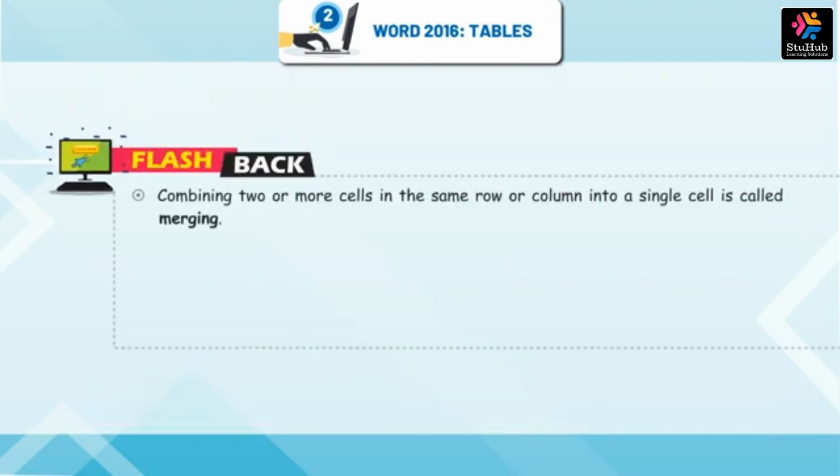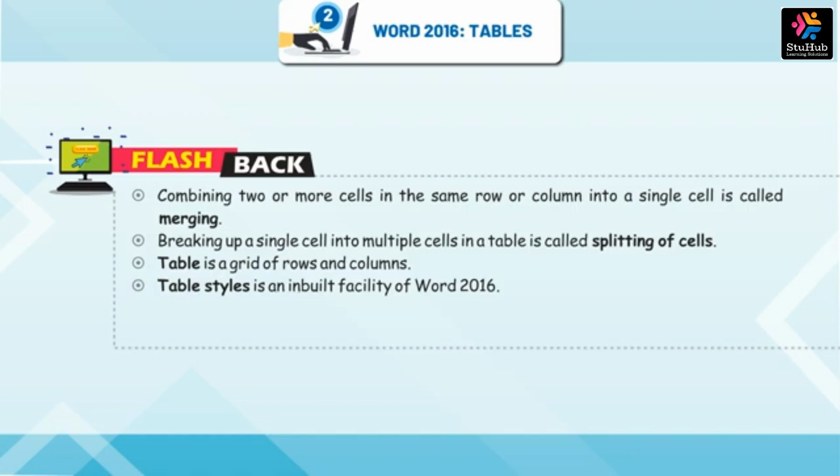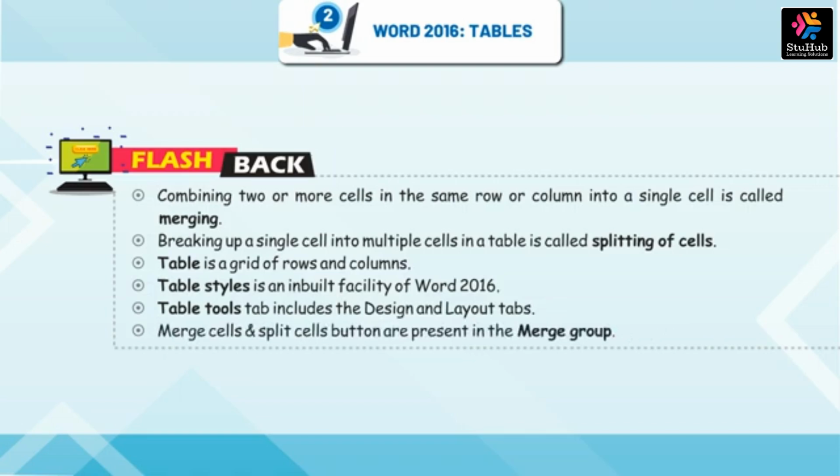Flashback. Combining two or more cells in the same row or column into a single cell is called merging. Breaking up a single cell into multiple cells in a table is called splitting of cells. A table is a grid of rows and columns. Table Styles is an inbuilt facility of Word 2016. The Table Tools tab includes the Design and Layout tabs. The Merge Cells and Split Cells buttons are present in the Merge group.